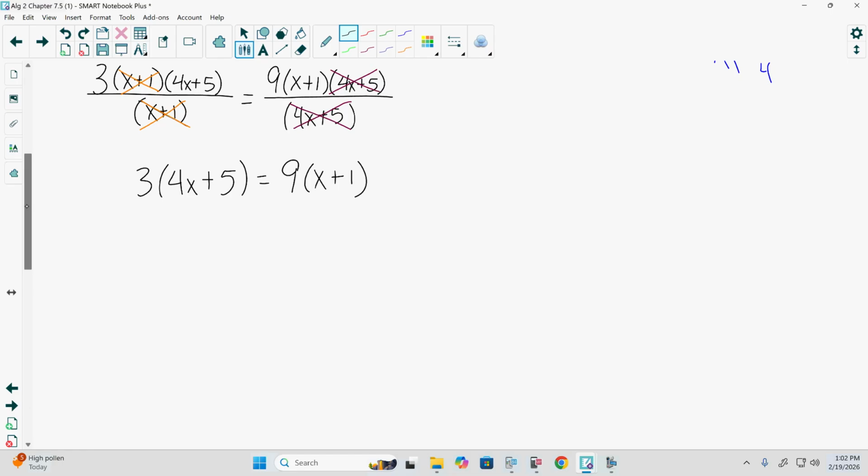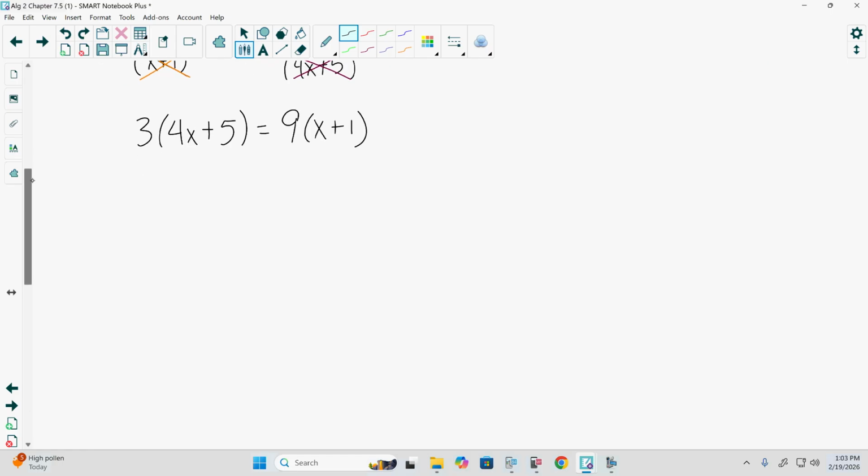And really what we did is we multiplied by this least common denominator so that the fractions in this equation simplify out, they reduce out completely. Questions on this here? Now we just need to solve for x.